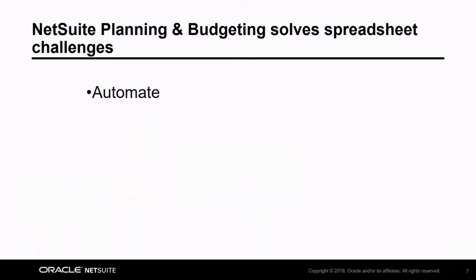So it solves spreadsheet challenges. The primary thing it does is automate. That automation can be the pull of actuals from NetSuite to seed budgets. It could be automation of the budgeting templates. It could also be automation of the aggregation, i.e. adding up all the data across different departments, different entities, different currencies.